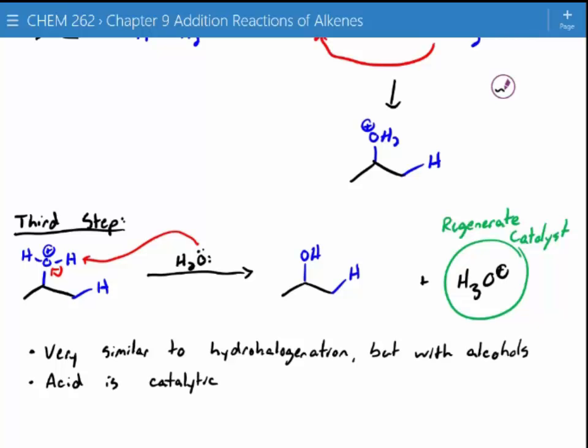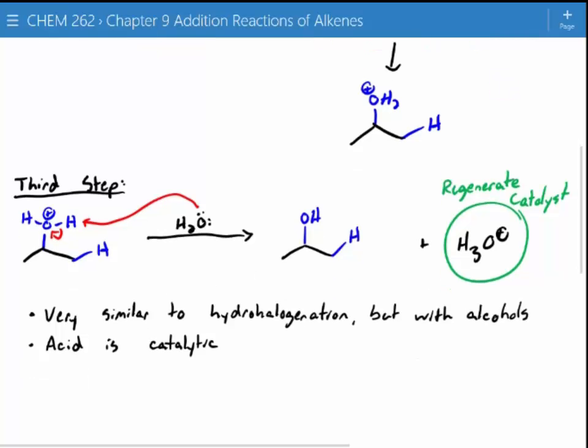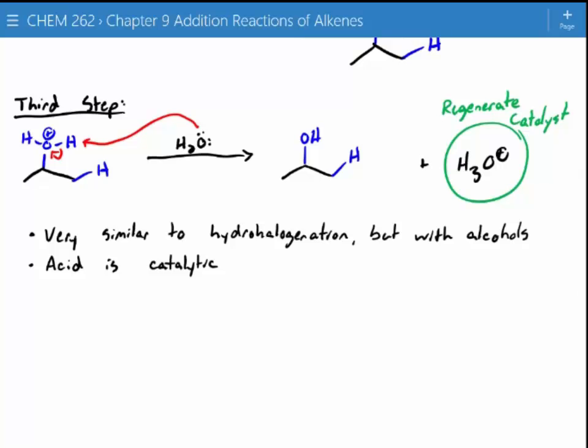That means that we don't need a stoichiometric amount because we regenerate it during the course of the reaction. We only need a substoichiometric amount. The next one that is a little weird to think about, but somewhat intuitive, is that the reaction proceeds faster for more substituted alkenes.